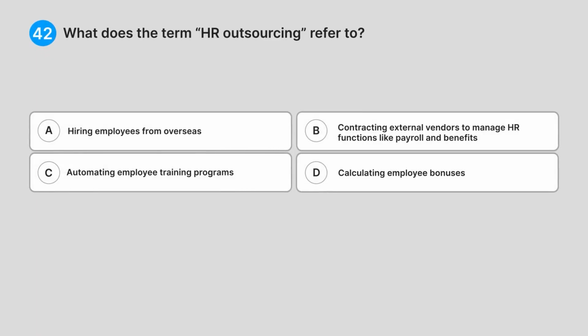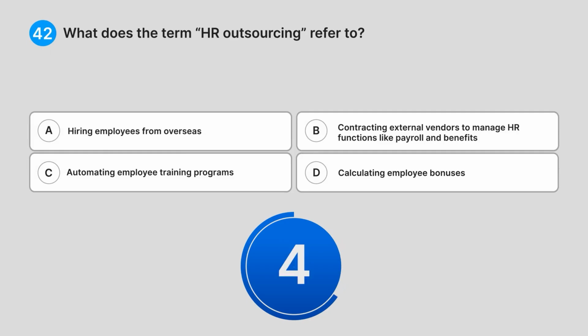42. What does the term HR outsourcing refer to? A. Hiring employees from overseas. B. Contracting external vendors to manage HR functions like payroll and benefits. C. Automating employee training programs. D. Calculating employee bonuses. What do you think is the answer?